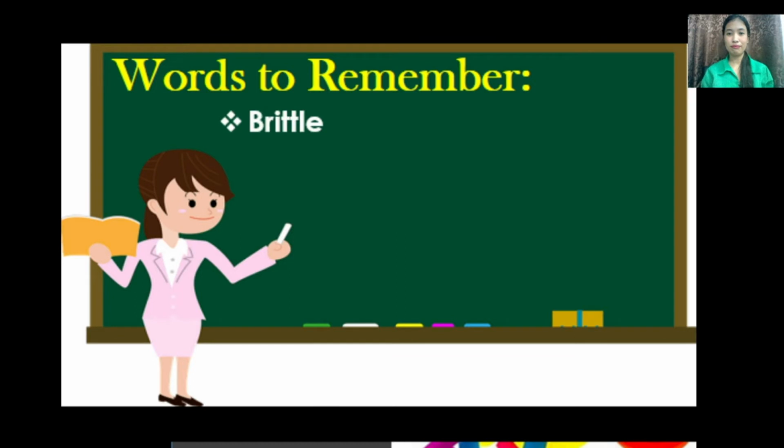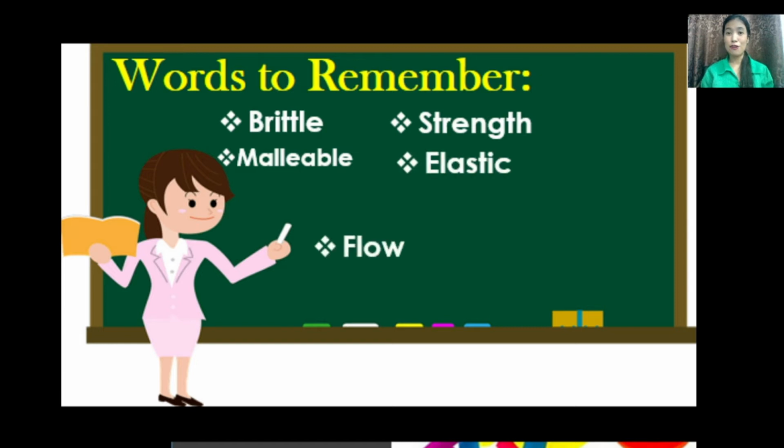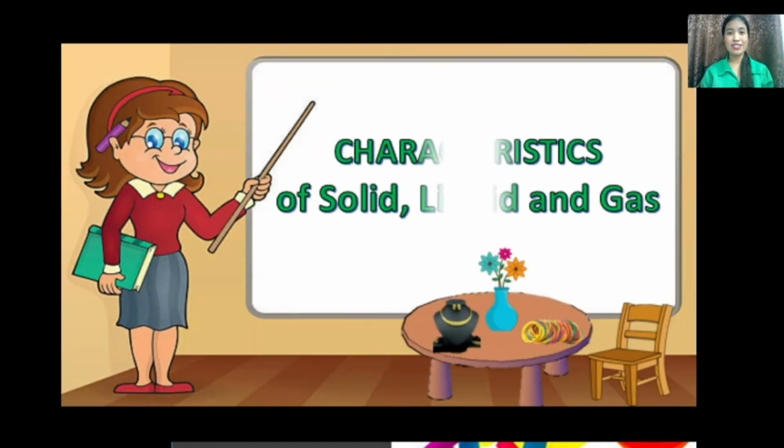So, we have brittle, malleable, strength, elastic, and flow. So, let me add these two words, compressible and expandable. Remember those words because you will encounter that in our topic. What do those words mean? They are the characteristics of solid, liquid, and gas. So, how will we describe each characteristic?